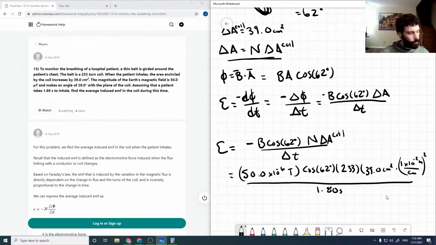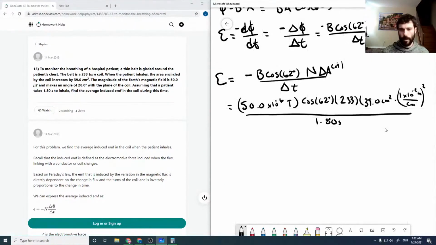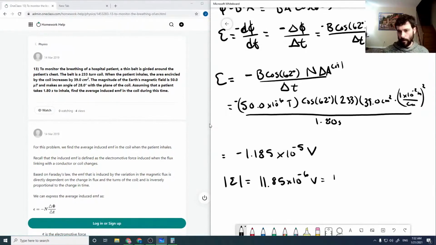If we work this all through on our calculator, then we'll get minus 1.185 times 10 to the minus 5 volts. Or our magnitude of our EMF is just 11.85 times 10 to the minus 6 volts, or 11.85 microvolts.